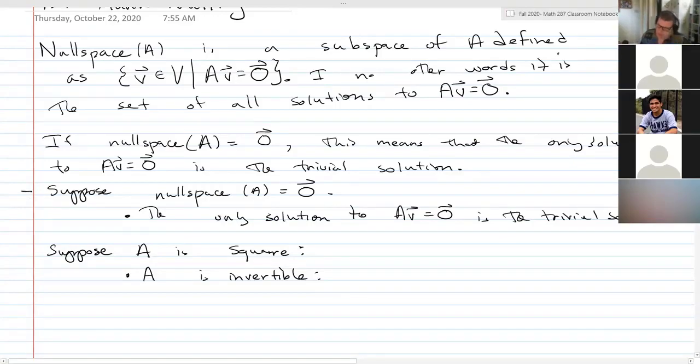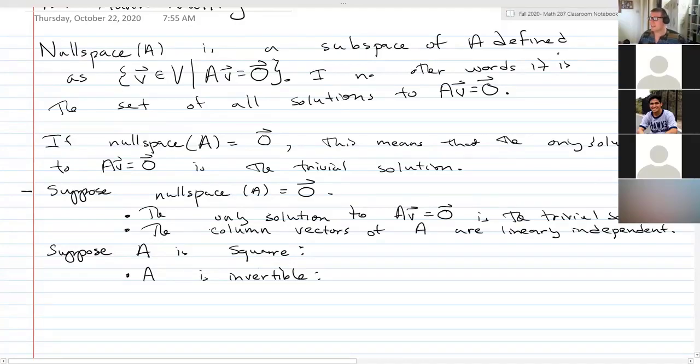Let's go back up to just supposing the null space of A is equal to 0. We also get that the column vectors of A are linearly independent. And that's going to be the case if A is square, and it's going to be the case if A is not square. That's why I put it over here: we don't need A to be square for the null space of A equal to 0 to imply that the column vectors of A are linearly independent. These three come together no matter what.